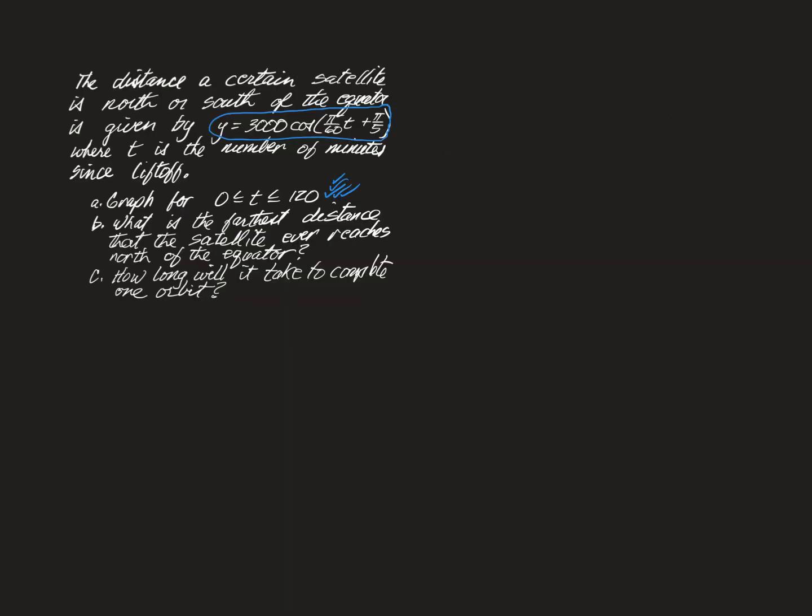So to graph this, I want to get the information. The amplitude is 3,000. We're moving up and down, so that'll affect the amplitude. But notice we need to factor to do that. So we'll factor out pi over 60 t. And what times pi over 60 gives pi over 5? It'll be 1/12.